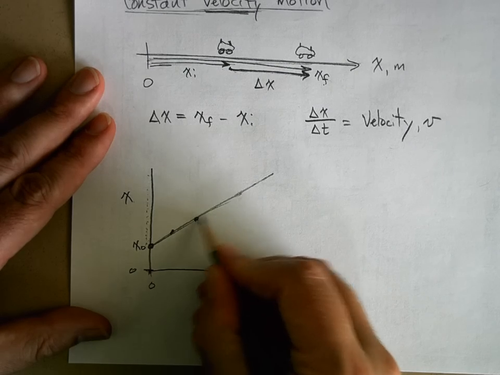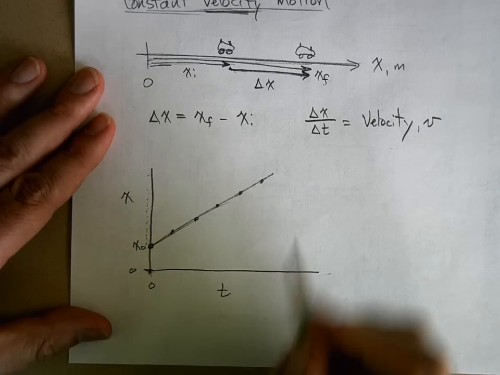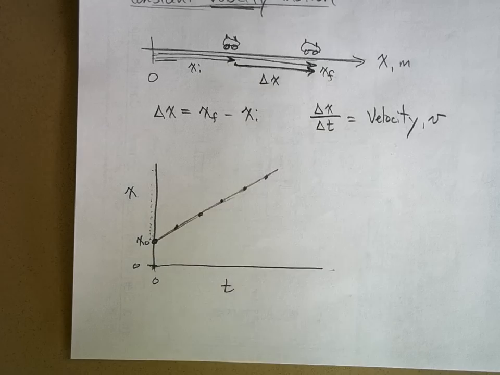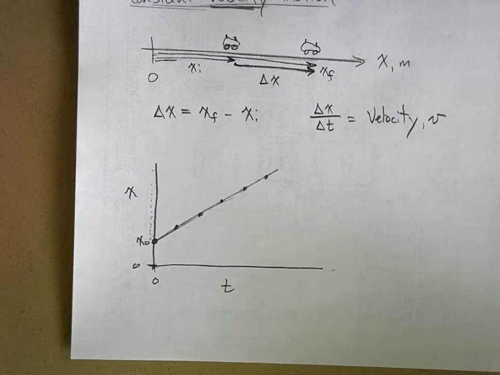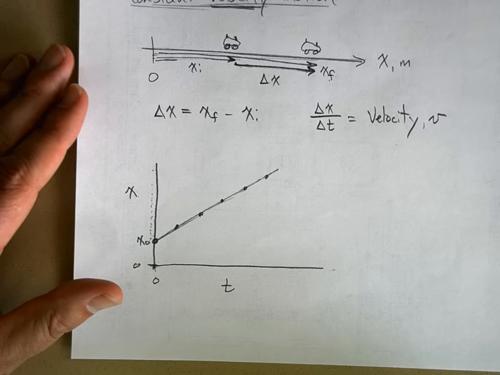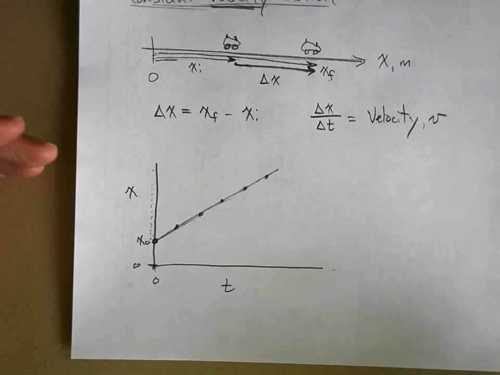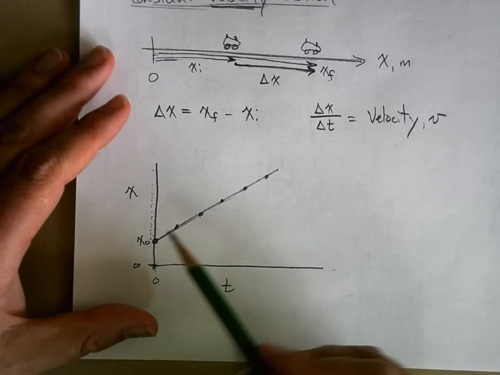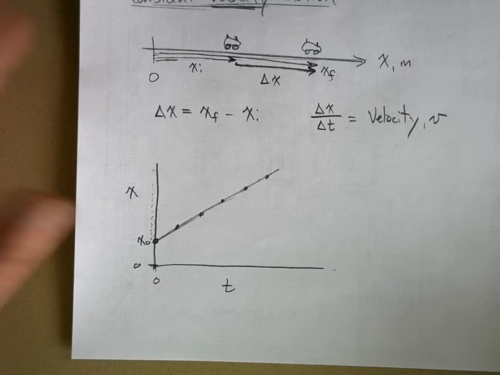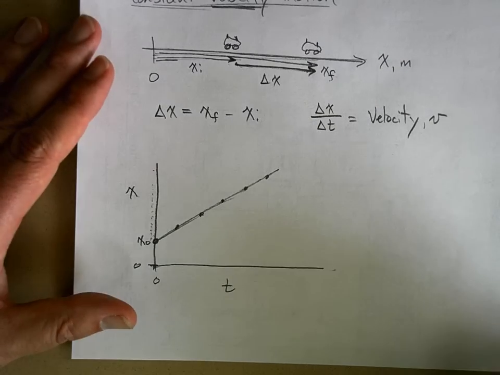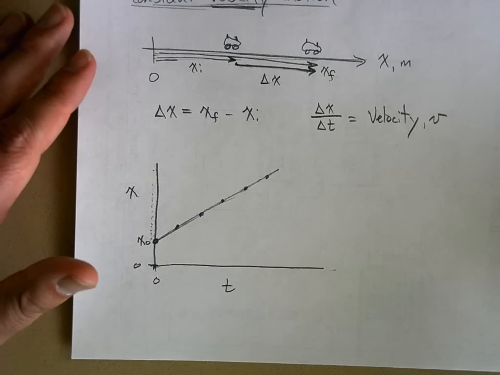So we could plot points, and that's one of the things you're going to have to do. I'm going to give you position as a function of time data. You're going to have to draw the graph. Okay, and you'll see that it's a straight line. And we said, oh, this is a straight line. So we can model it using a mathematical equation.